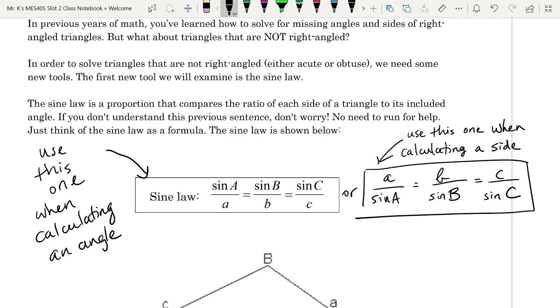So the formula has two versions of it. One's just the other one flipped upside down. So there's my two formulas. So add that to the notes. That's the first thing. If I'd have been putting these notes together, I'd have given you a formula in two boxes like that.